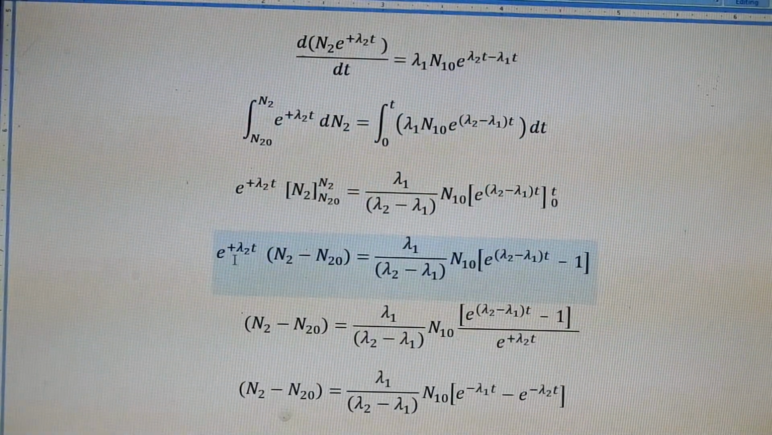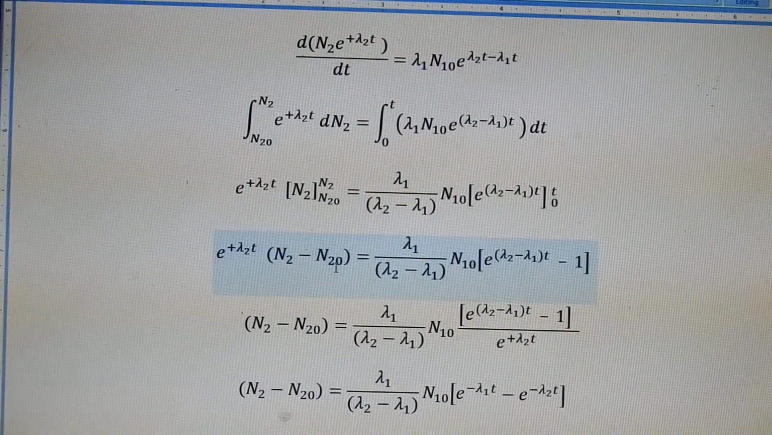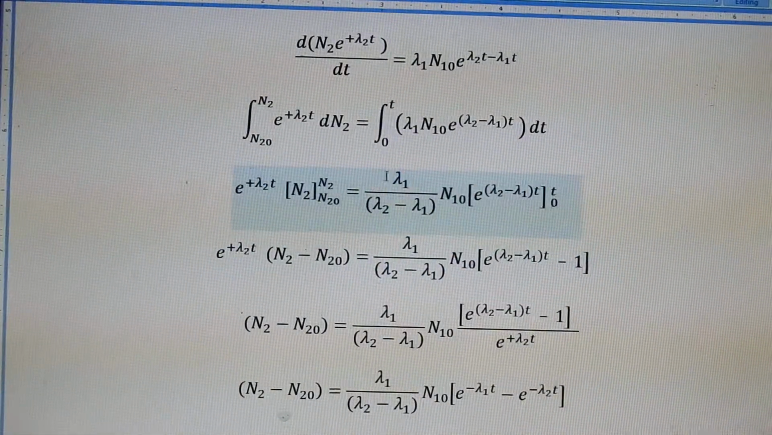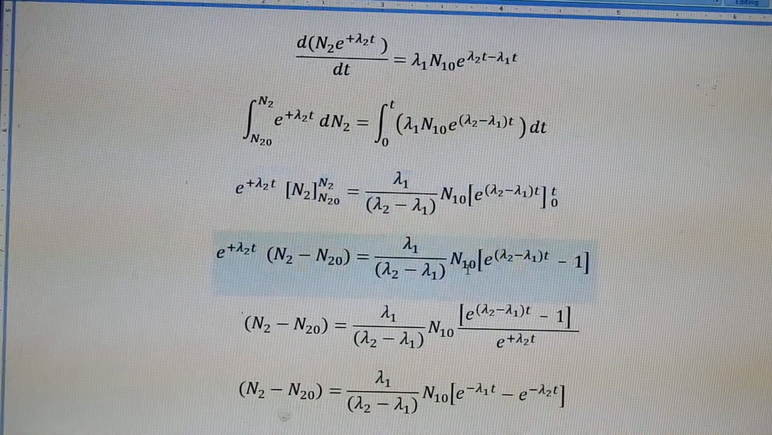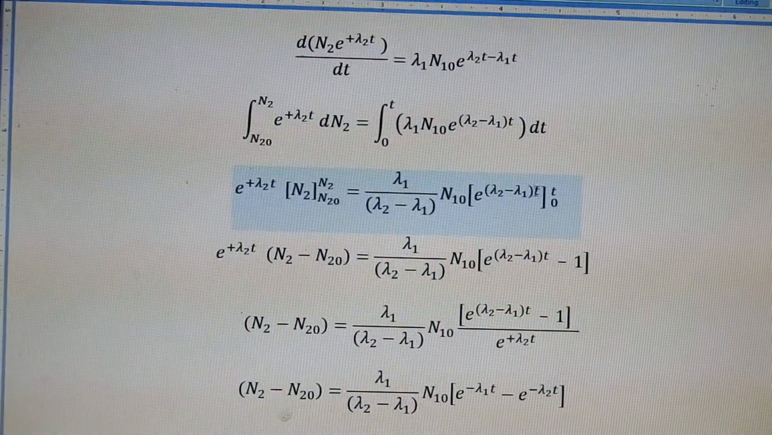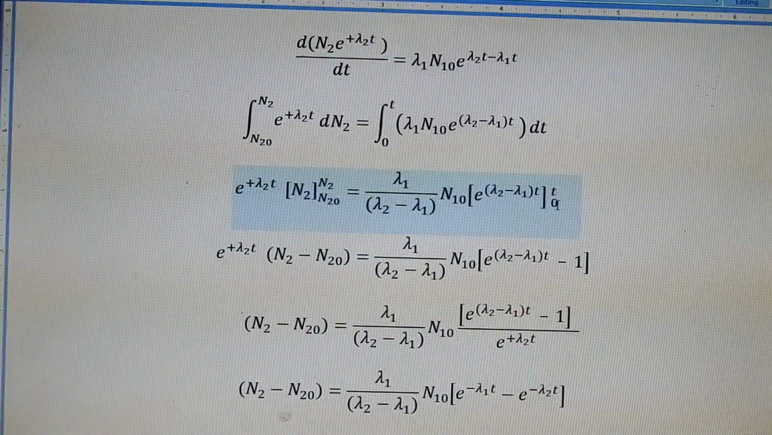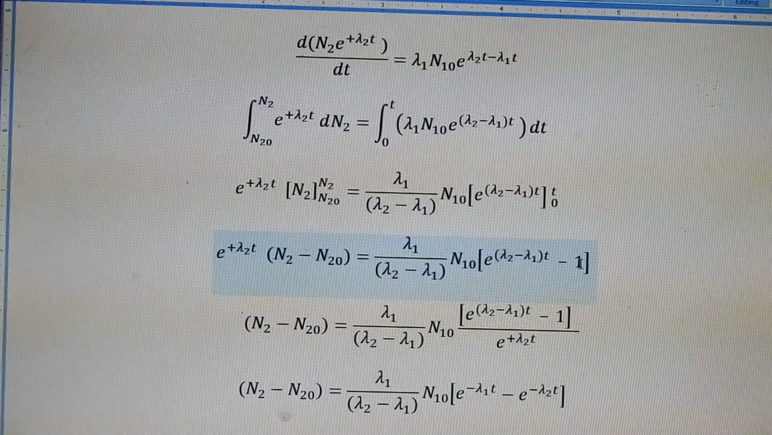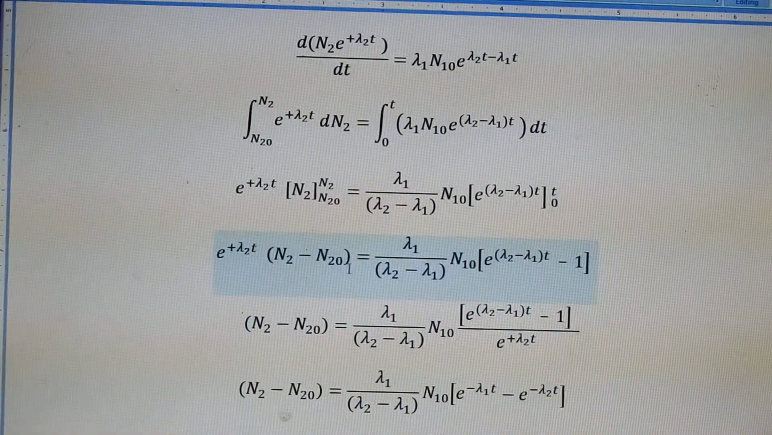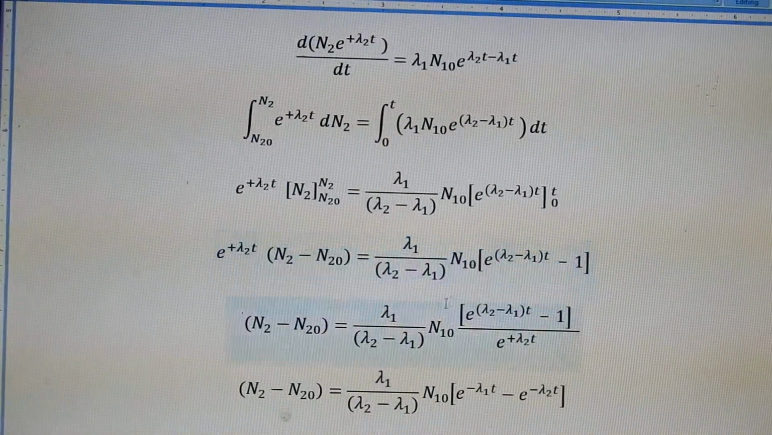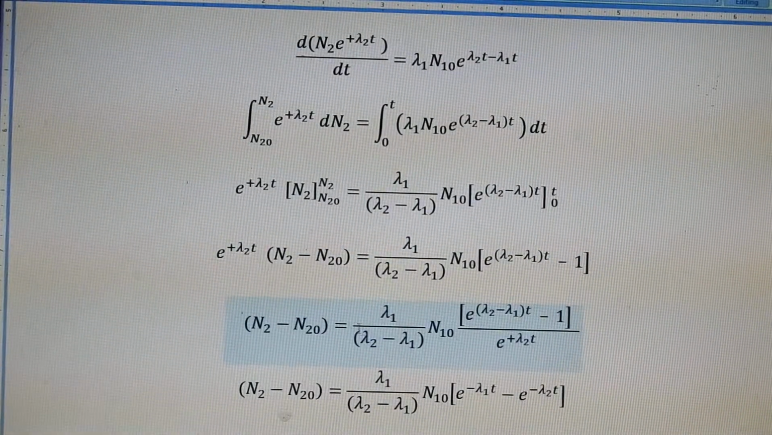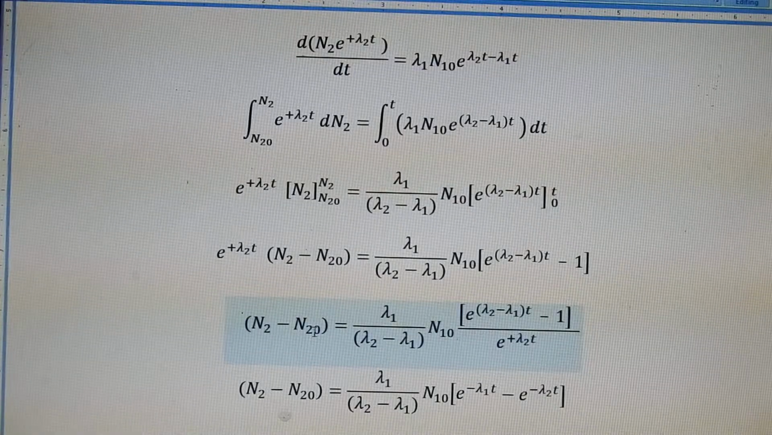Next, e^(λ2 t) (N2 − N2₀), higher limit N2 and lower limit N2₀, is equal to λ1/(λ2 − λ1) N1₀ as it is. Here, if I apply the limit t equal to t only, we get it as it is, but for t equal to 0, e^0 becomes 1. So minus, since it is the lower limit, minus 1 we are getting. So N2 − N2₀, this term I send to the other side as a denominator.